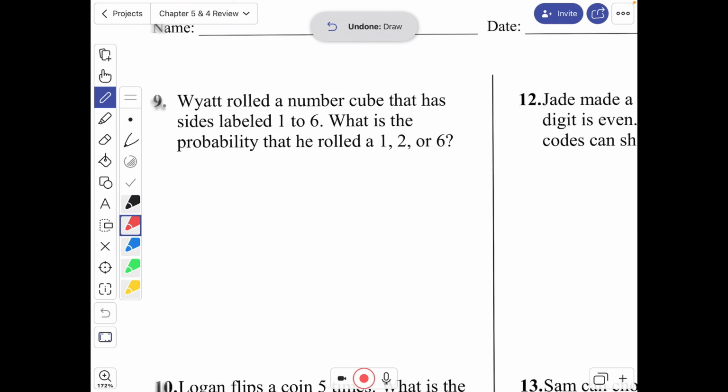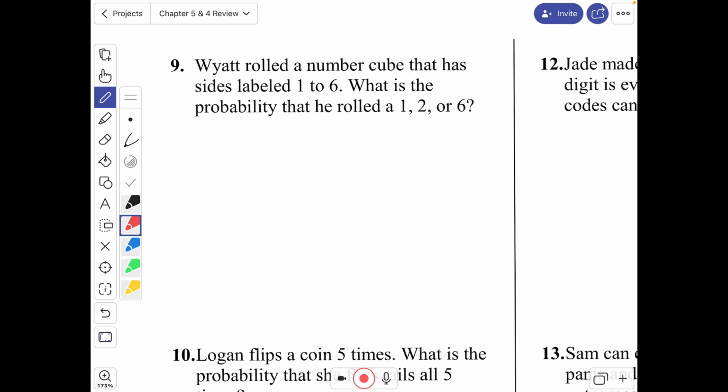Number 9. Wyatt rolled a number cube that had sides labeled 1 to 6. What is the probability that he rolled a 1, 2, or 6? Well, a number cube is a dice, and the dice has sides with dots that have 1, 2, 3, 4, 5, and 6. So there's 1, there's 2, and there's 6.